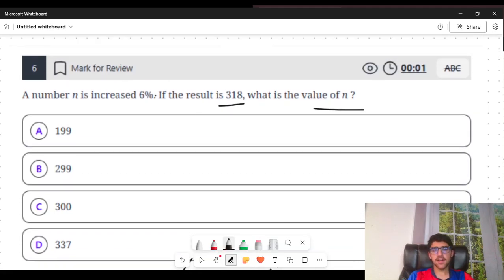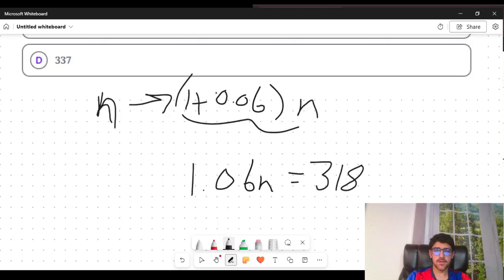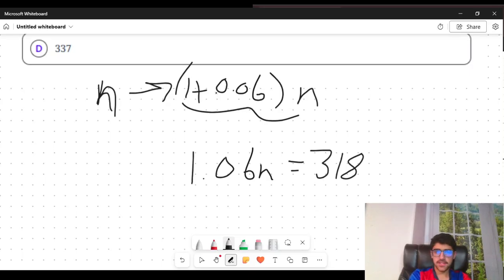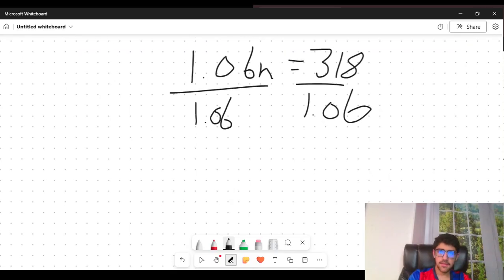Here, if you try doing it in your mind, it's going to be very confusing. So always try to write down your work. It looks so simple when you just write it down. 1.06n is equal to 318. I'm going to divide both sides by 1.06. And then I get n is equal to 318 divided by 1.06, and I just put this in decimals. I get n equals 300.